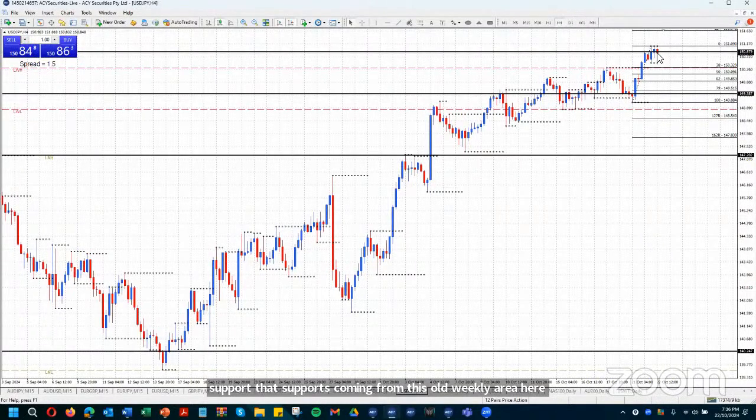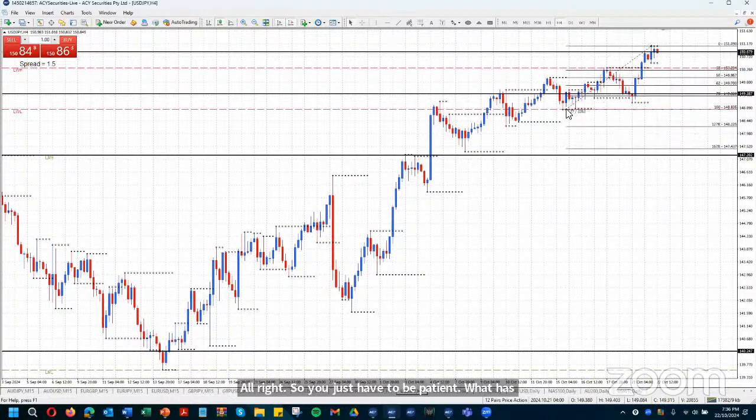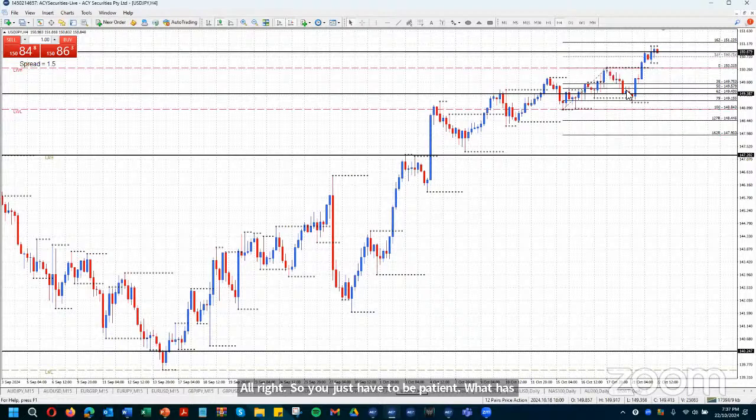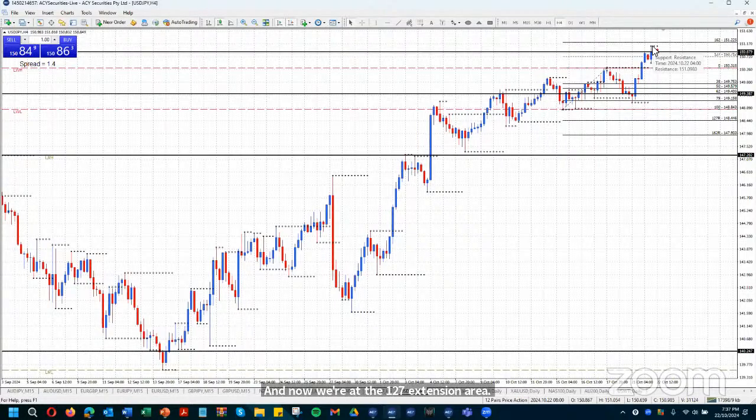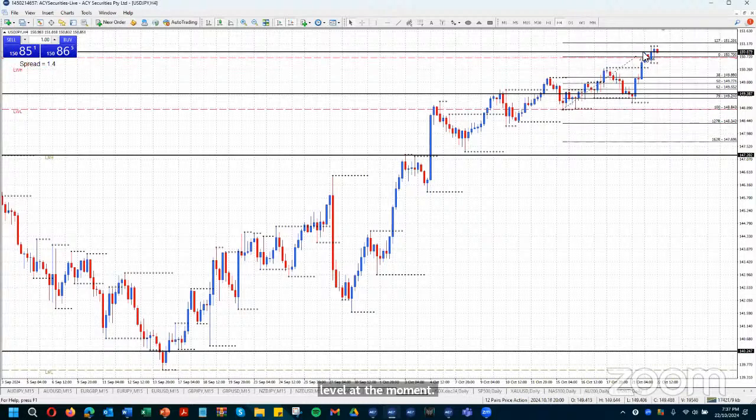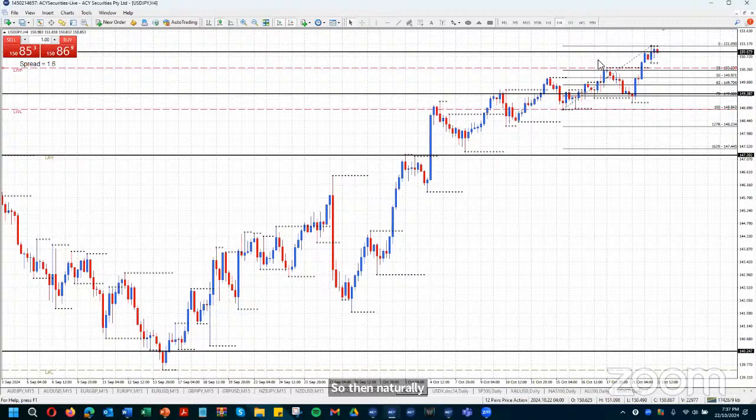All right, so just have to be patient. What has occurred already is of last week's range, we had a 79% pullback. And now we're at the 127 extension area of that range. So profit taking level at the moment. So then naturally, that's not the area where I want to be coming in to try and buy.